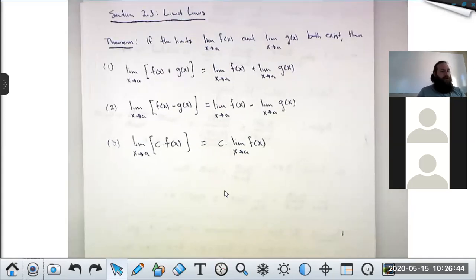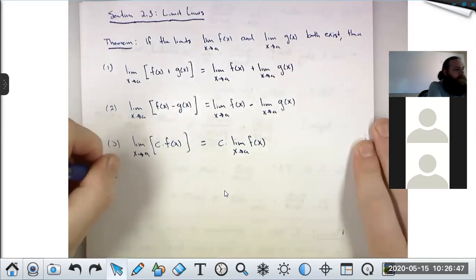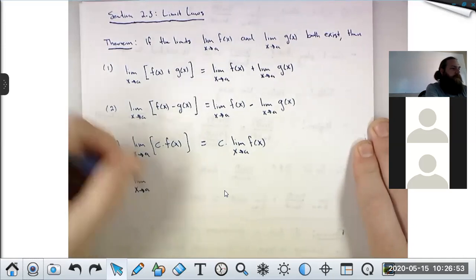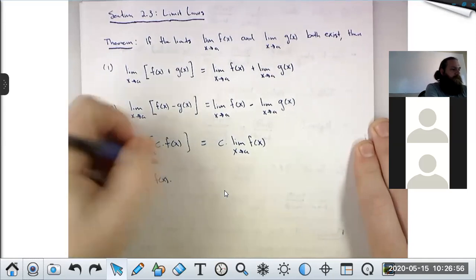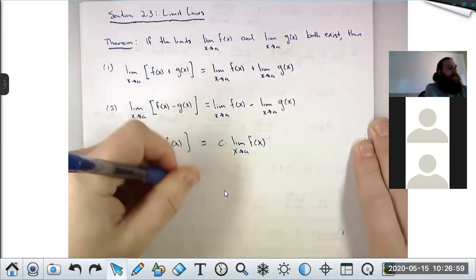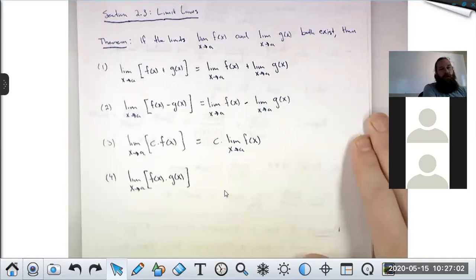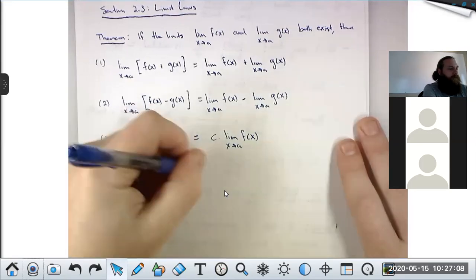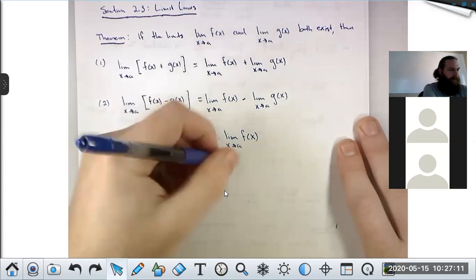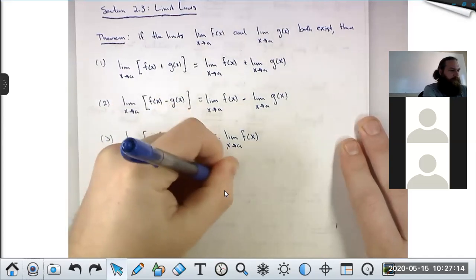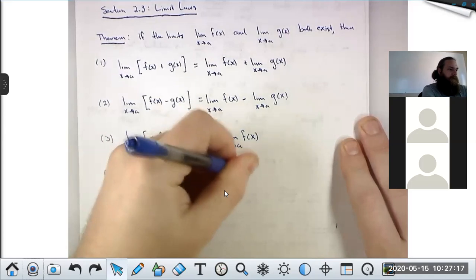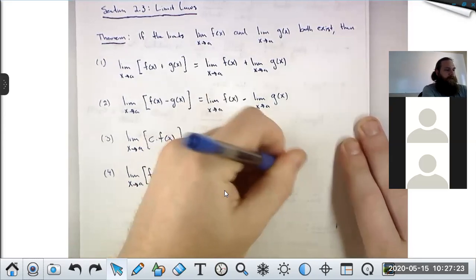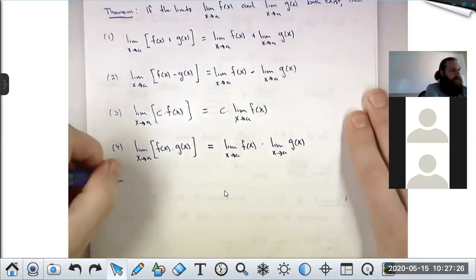Not only does it allow for this, it also plays nice with multiplication and division, and that's what the next two things are about. So if you want to take the limit of a product of two functions, and when your book writes this, they're always writing these square brackets here to indicate that you're taking the limit of that whole thing. Most of the time in practice, we won't write those square brackets, but it's okay. This is equal to the product of the two limits. This is the limit as x goes to a of f of x times the limit as x goes to a of g of x. And that's the result for the product.